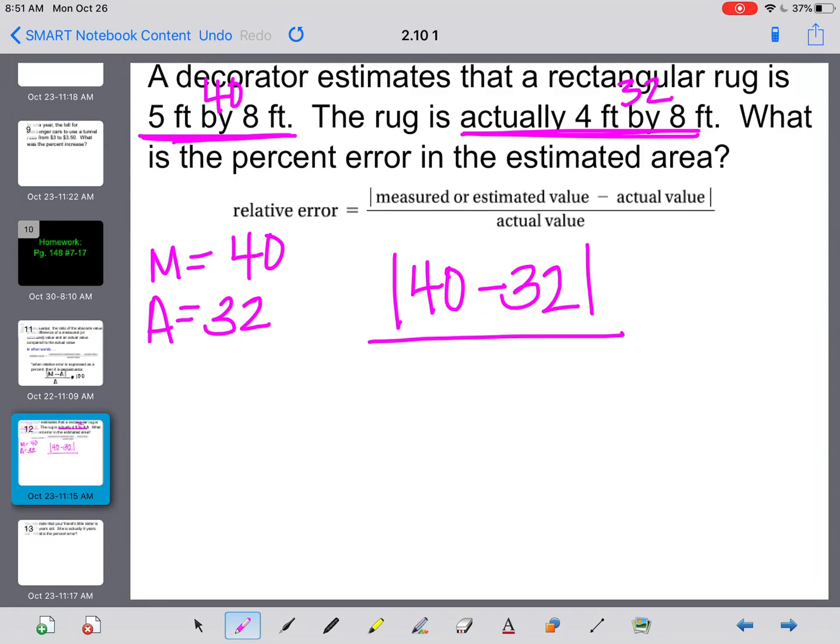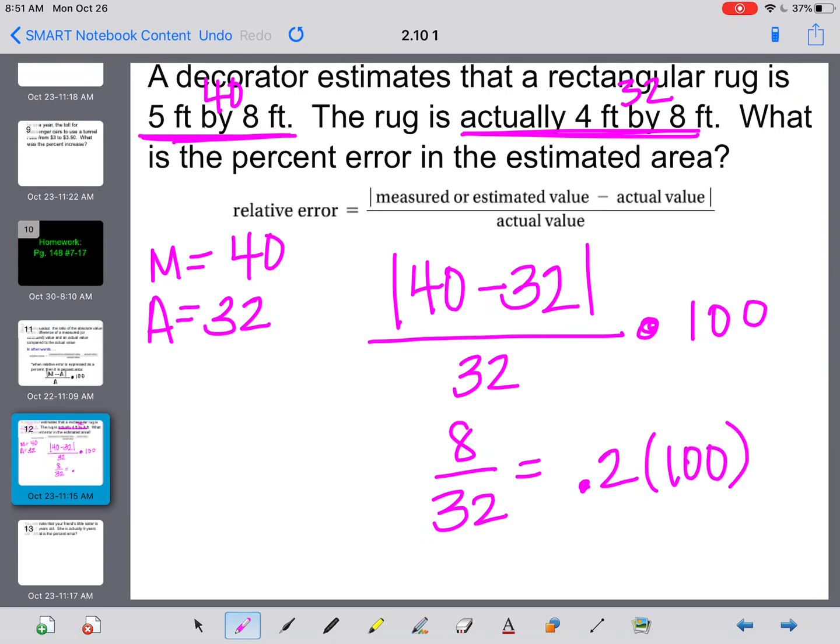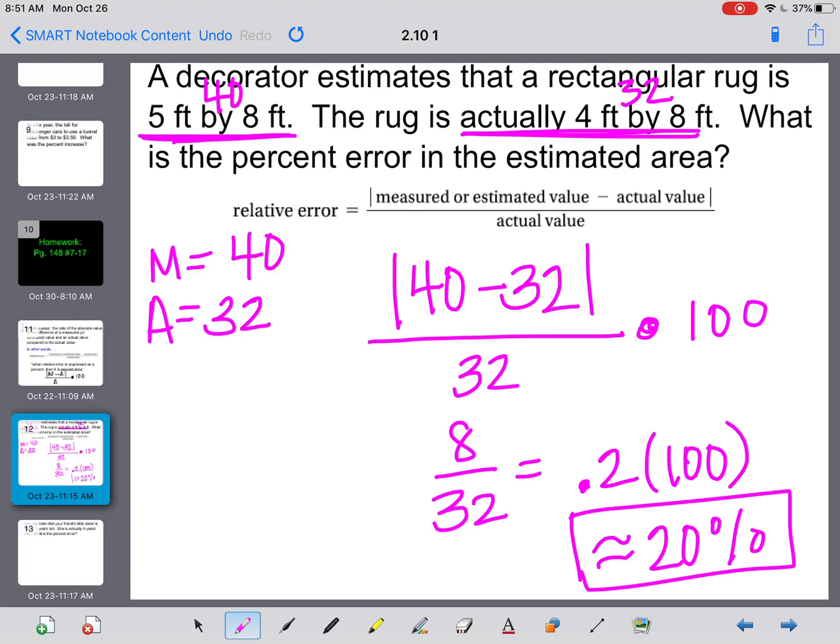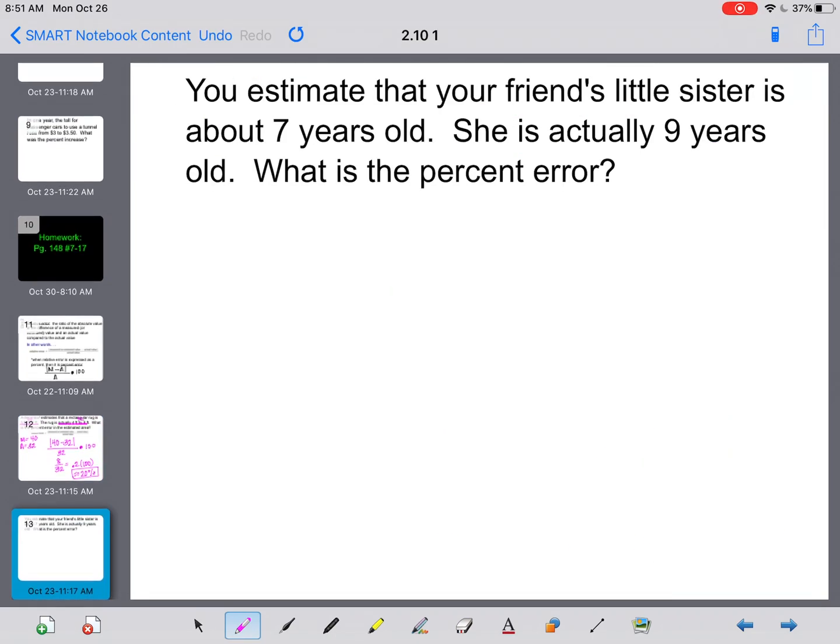So now I'm just going to plug it in. 40 minus 32 in absolute value, so I get a positive number every time, divided by the actual, and then times 100. So I have 8 over 32, which is going to give me 0.2. And then times 100 tells me this is about 20%. We were off. It was a 20% error when this decorator estimated. She was off by about 20%.